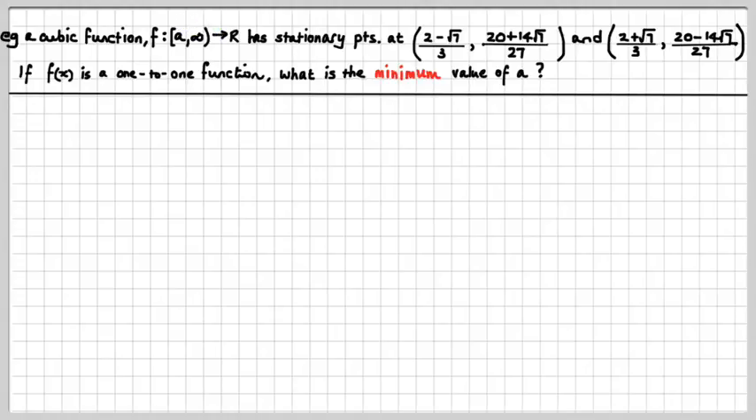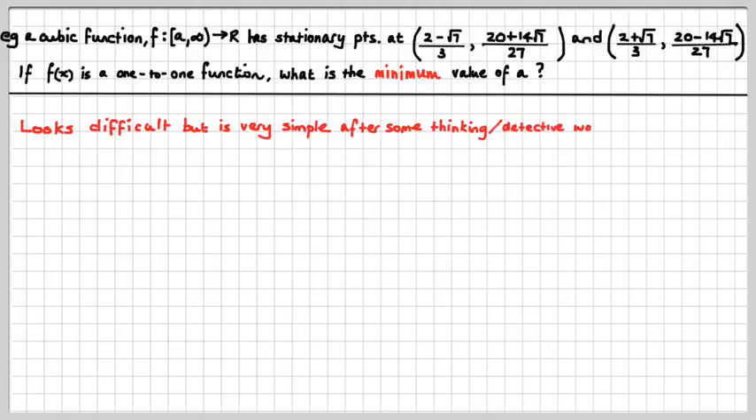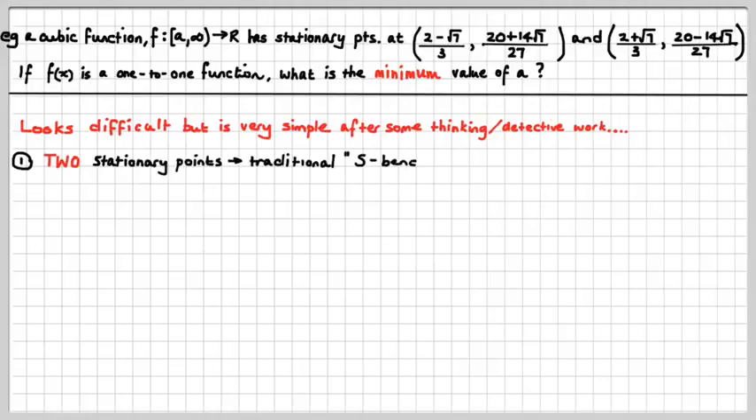So what did I do to tackle this question? What would you do to tackle this question? Well, there's a few things you can do. You can pause the video and have a go if you like. All right, had a go? Here we go. It looks difficult, yes, but it's actually very simple after you do some thinking and maybe some detective work on it, okay? First thing, I notice that there's 2 stationary points, right? Because cubics can have either 0 or 1 or 2, depending on their shape. So this one has a traditional S-bend shape, as I call it, yes?